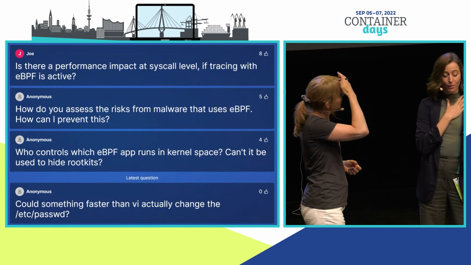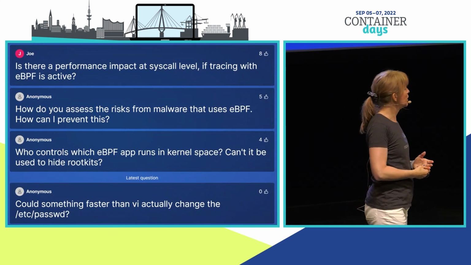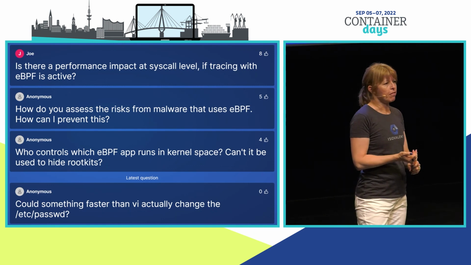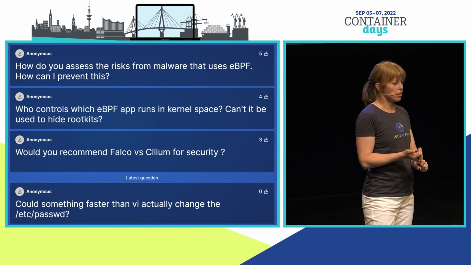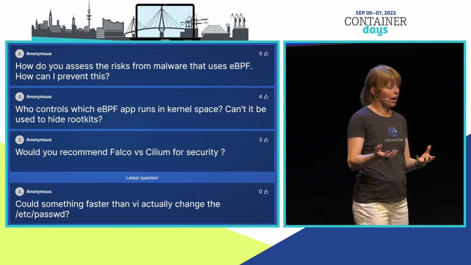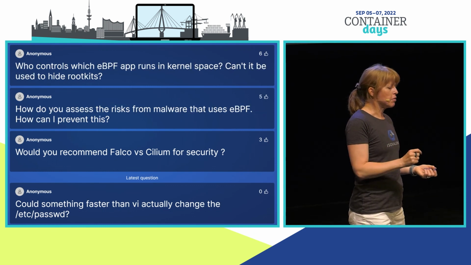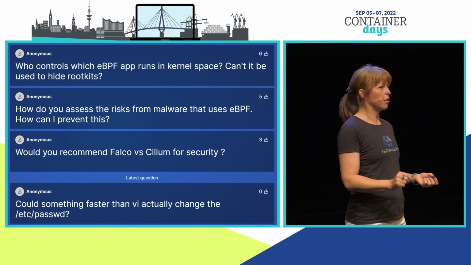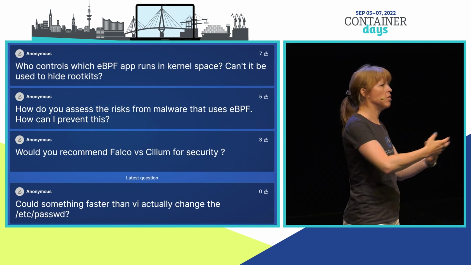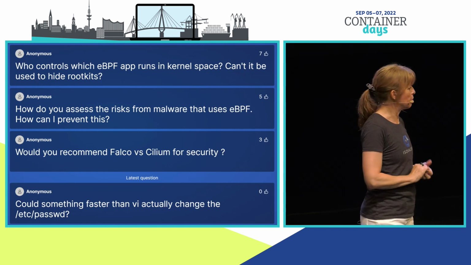Is there a performance impact at a syscall level if tracing with eBPF is active? Yeah, this gets asked quite often. eBPF is incredibly efficient. And there have been evolutions in how we hook into syscalls that have become even more performant. The answer is you could write a pathological program that would have a serious impact on performance, but typically, no, there's not really going to be much in the way of discernible impact.